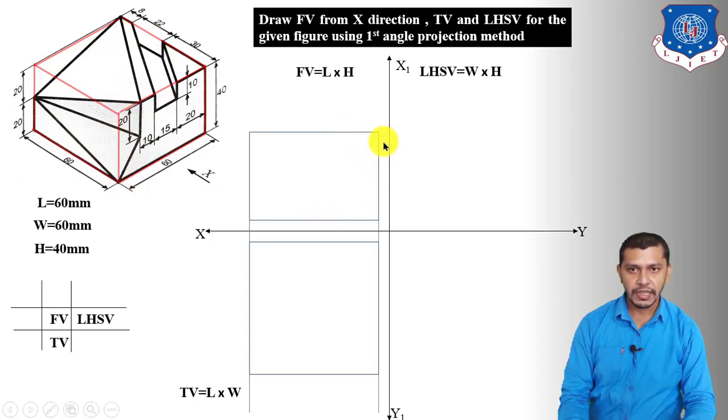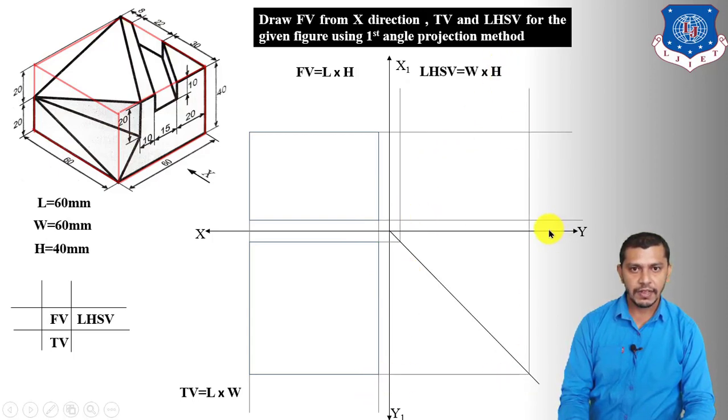So first of all project the height from the front view, which is 40 mm. Now we have to project the width from the top view. For that we have to draw a line inclined at an angle of 45 degrees to the XY line, and from the intersection point of the XY and X1 Y1 line. Now we have to project this width like this in the left hand side view. It will give us the width in the left hand side view.